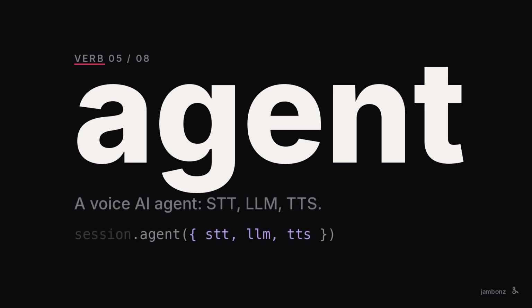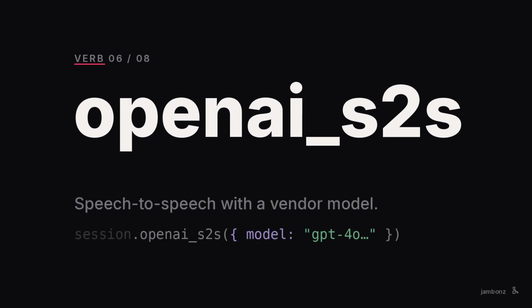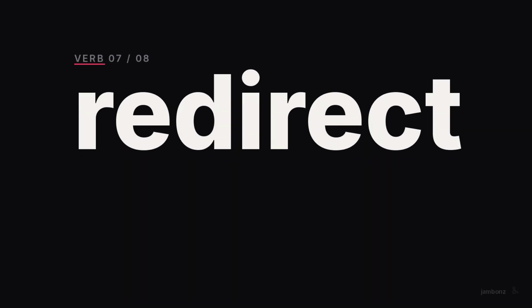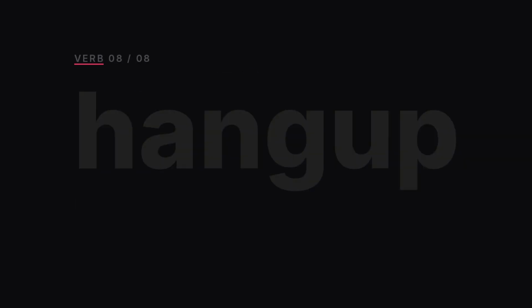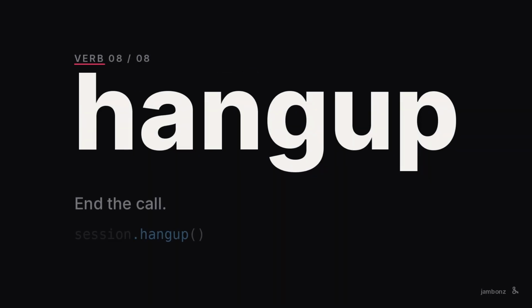Use the agent verb to build a voice agent with text-to-speech, speech-to-text, and a large language model. Use the speech-to-speech verb with a vendor to use speech-to-speech connections. Use redirect to redirect to another voice application. Use the hang up verb to hang up the call.